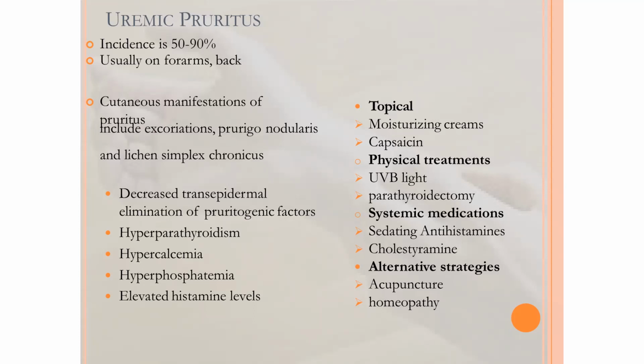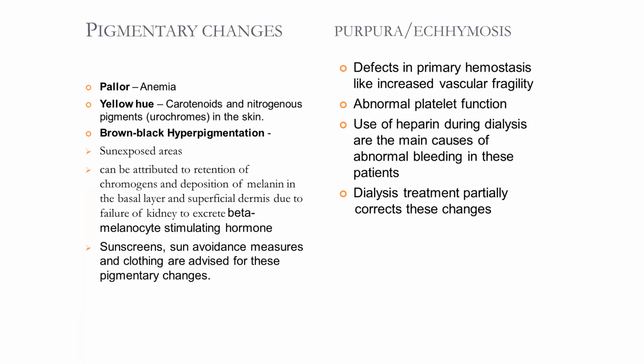How do you treat this? Moisturizing creams, capsaicin. Then physical treatments like UVB light, parathyroidectomy. Systemic medications include sedating antihistamines, cholestyramine. Alternative therapies include acupuncture and homeopathy.